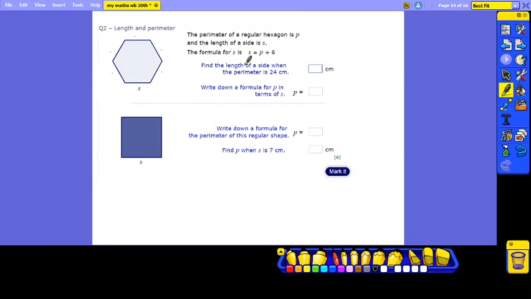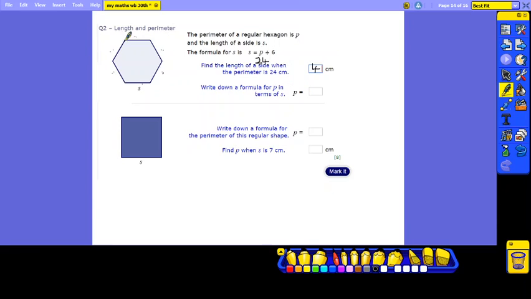So it's asked me to find the length of that side when the perimeter is 24. So if I substitute here P for being 24, because that's what it's saying to me here, I know I can work out what the S is worth. So S is 24 divided by 6, which is 4. So if I did here 4, 8, 12, 16, 20, 24, if I add them all up, I would then equal 24 centimetres.